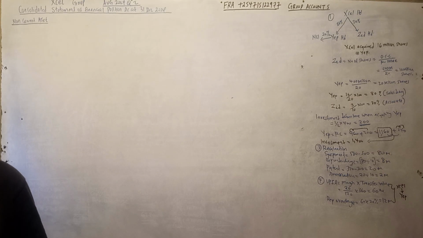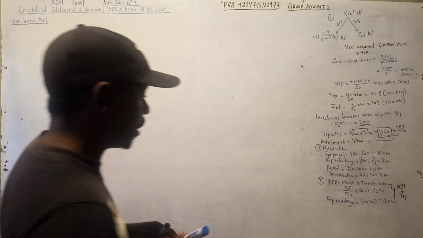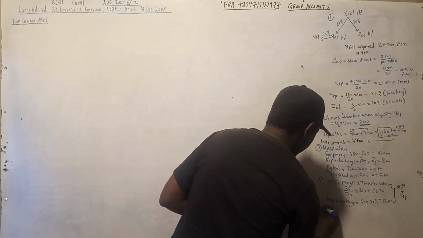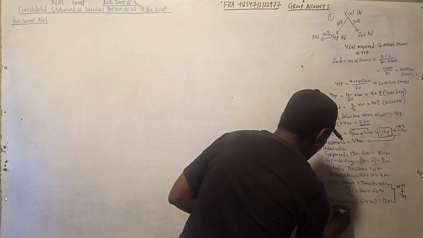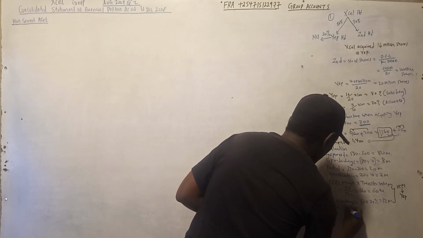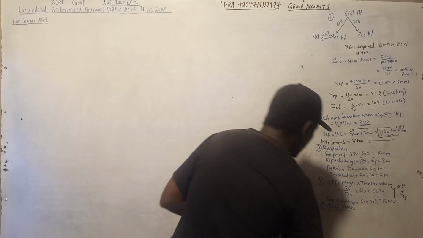So we also have intergroup sales. Information number 5. During the year ended June, YEP Limited sold inventory to Excel for 300 million. So YEP to Excel. So that's an upward stream, you can call it upward stream, meaning the subsidiary sold goods to the parent.